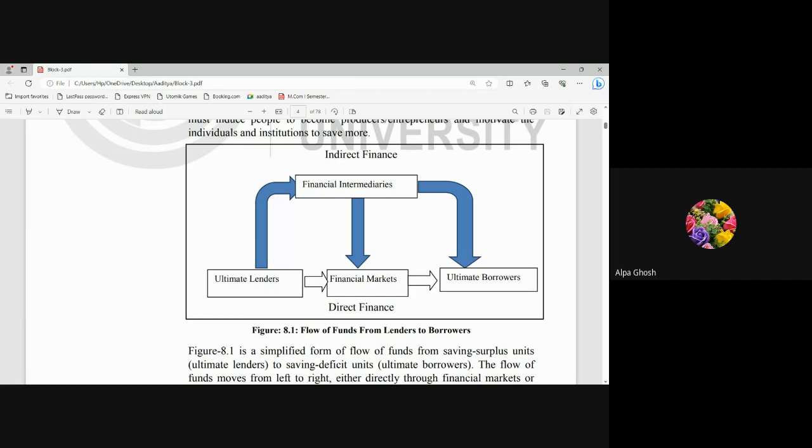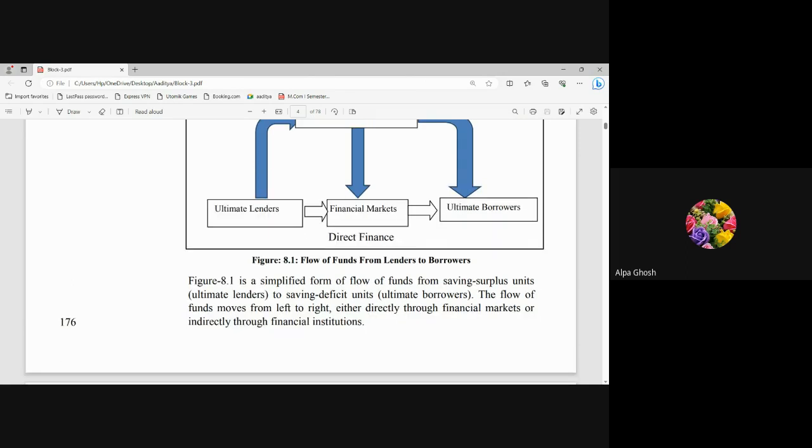So we have financial markets, and in the financial markets, with the use of financial intermediaries, who are financial intermediaries? Those who try to link the savers and the borrowers. They may be your commission agents, they may be your brokers, they may be your financial institutions. So this financial market tries to provide a link from ultimate lenders to ultimate borrowers. This way, the flow of funds takes place.